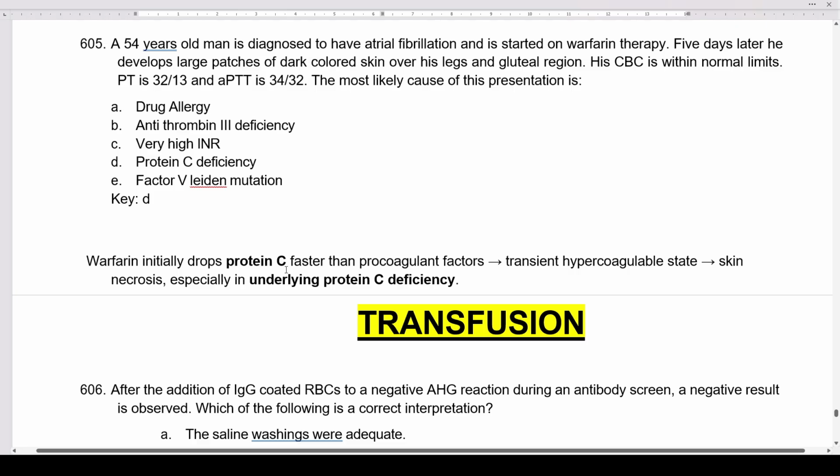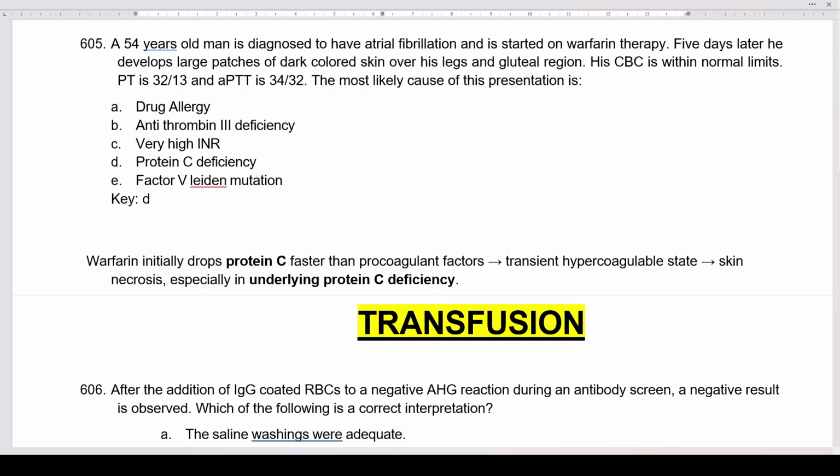Warfarin initially drops protein C faster than other procoagulant factors. So there is a transient hypercoagulable state, and the patient will have skin necrosis, especially if the patient has underlying protein C or protein S deficiency, or a high loading dose of warfarin is given, or we are not bridging with heparin. These spots will be seen in areas which have more fat content, like breasts, buttocks, or thighs. These are painful necrotic skin patches, and the time usually is 3 to 5 days after starting warfarin therapy.